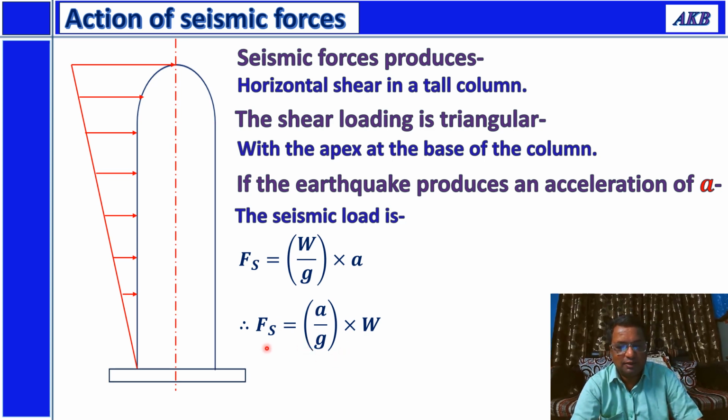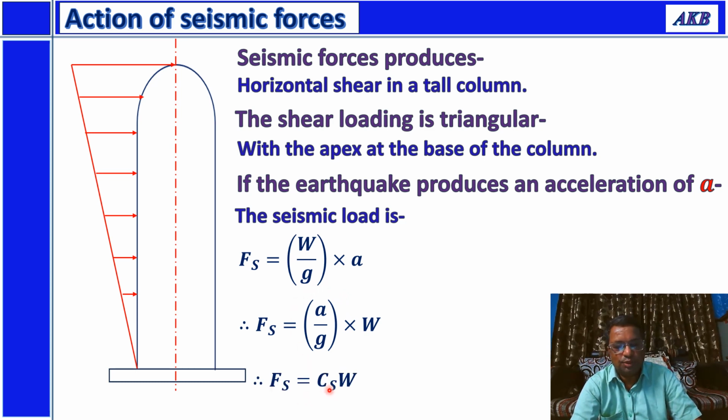Before that, let me arrange it like this. Therefore, Fs is equal to A upon G into W. So A upon G I have kept as one group, and then I have separated W from it. A is acceleration, G is acceleration, and W is the weight. So acceleration upon acceleration, this will be a dimensionless parameter.